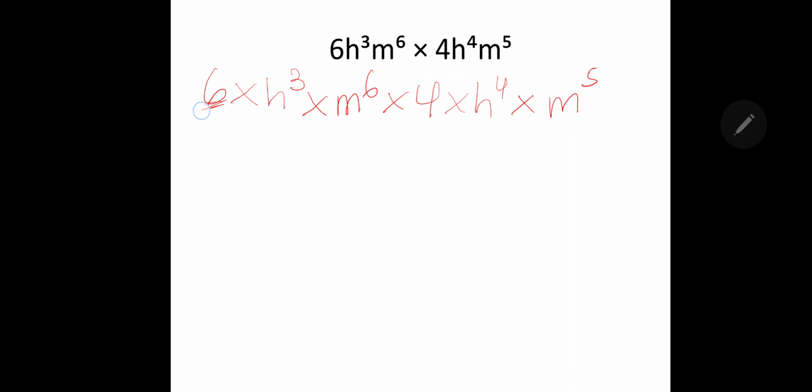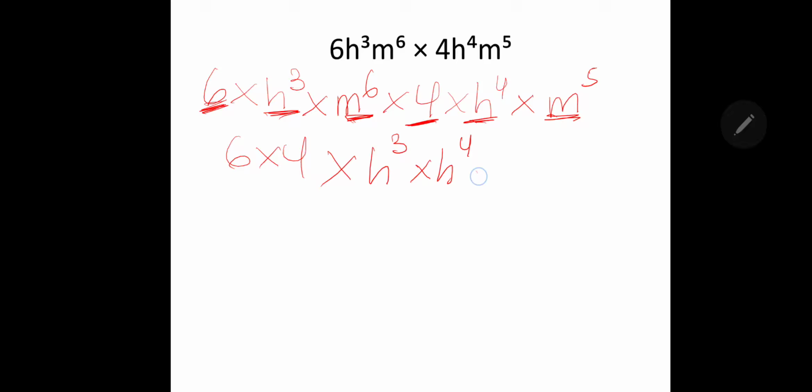So group all the numbers at one place: 6 times 4. Group all the h at one place: h to the power 3, or h cubed, times h to the power 4. And group all the m's at one place: m to the power 6 times m to the power 5. 6 times 4 is what? 24. Times, when two same bases are multiplied.